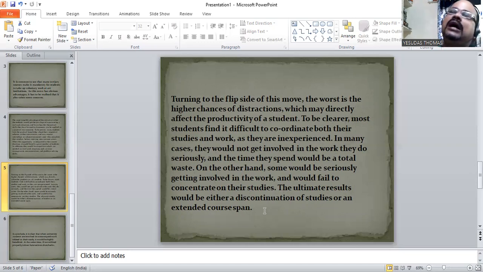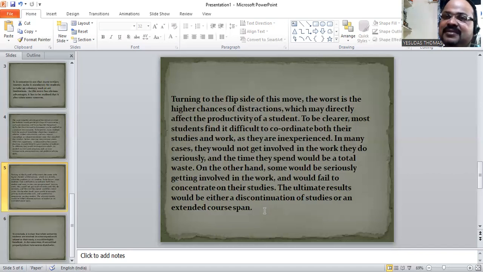So when you do a serious part-time job, you'll be facing some problems. You will not be able to manage your studies. It will be affecting your studies. This is what they say. So if you are not experienced, you won't have the capability. In many cases, they would not get involved in the work they do seriously. So what happens is that they are not paid well, they are not paid at all. So they are disinterested in their jobs.